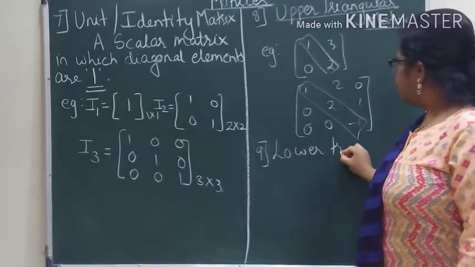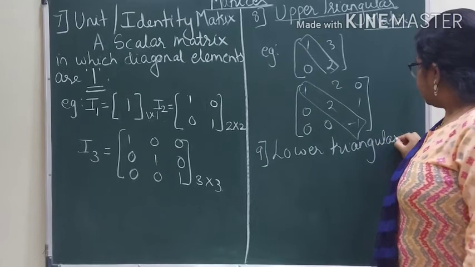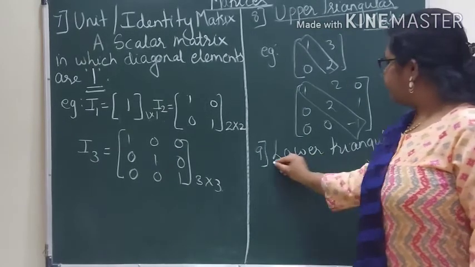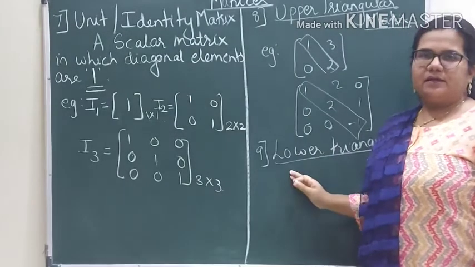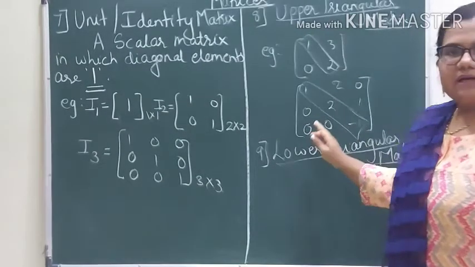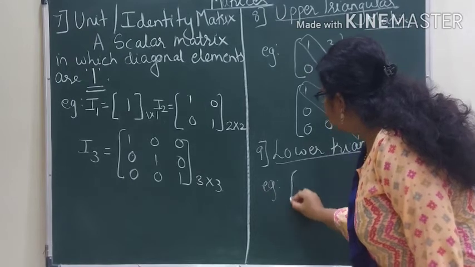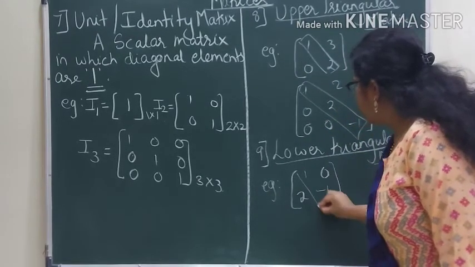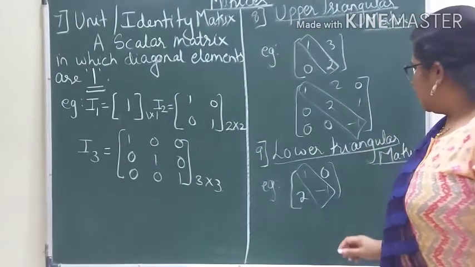And the next type is lower triangular matrix. So if you have understood upper triangular, lower triangular is very clear. If the elements above the diagonal are 0, then it becomes a lower triangular matrix. So what will be the example? Suppose 1, minus 1, this is 2, this becomes 0. So the element above the diagonal is 0, therefore it is called lower triangular.